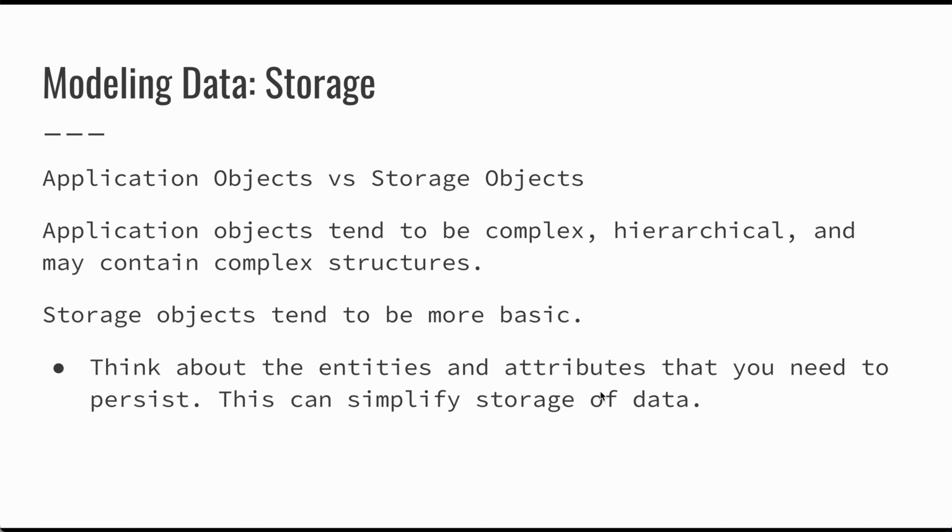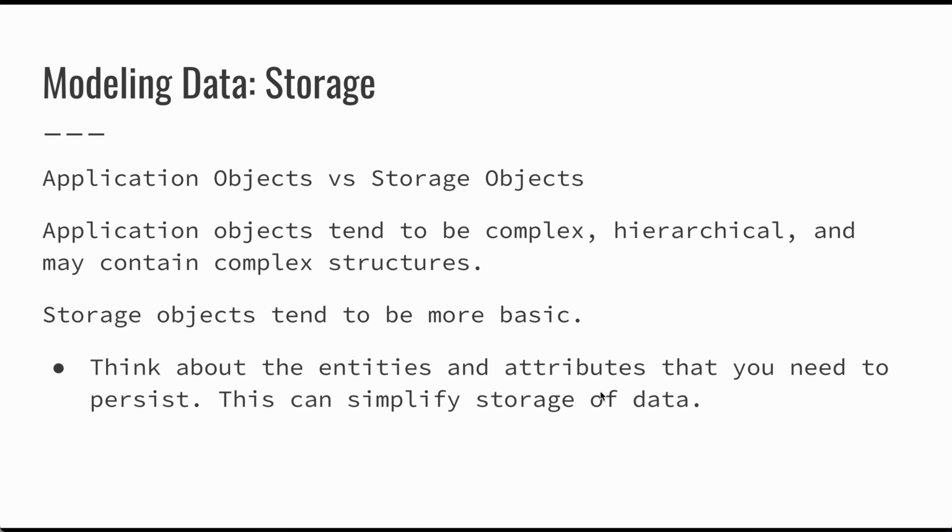So when you're thinking about this, it's usually good to think about how you're going to use the objects in your application versus how you're going to use the objects in storage. Application objects tend to be somewhat complex, hierarchical. They may contain complex structures. There's often data structures embedded in them. Sometimes they may be data structures in and of themselves. So, oftentimes application objects have behaviors. They have a lot of different complexity that you don't need to think about in storage. Storage tends to be more basic.